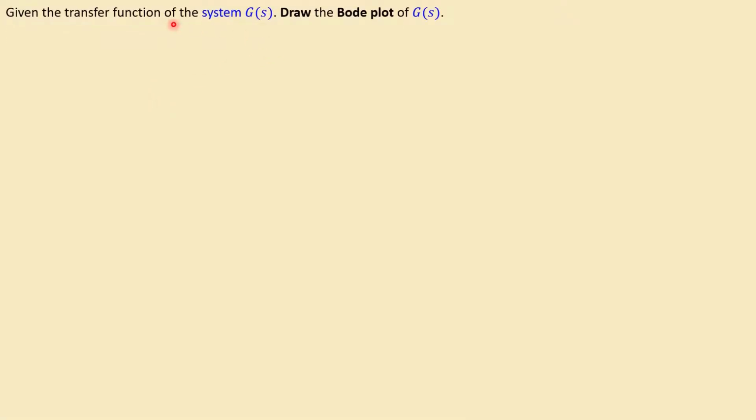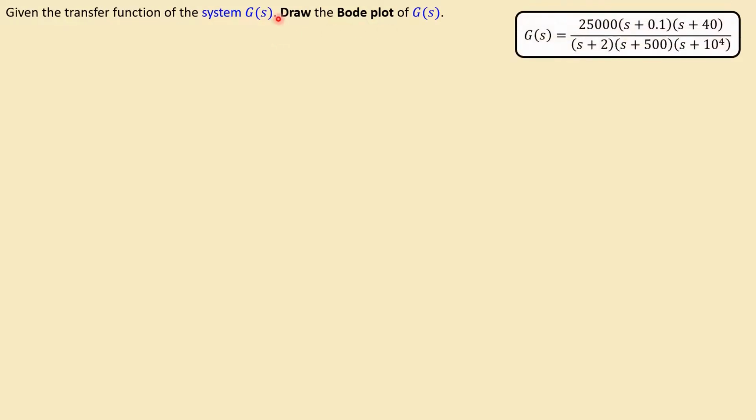We have now a system given which is G(s) and we would like to draw the Bode plot. This is G(s). You can see we have two zeros, 0.1 and 40, and we have three poles at 2, 500 and also at 10,000. Now, what is the procedure for working out this and drawing the Bode plot?